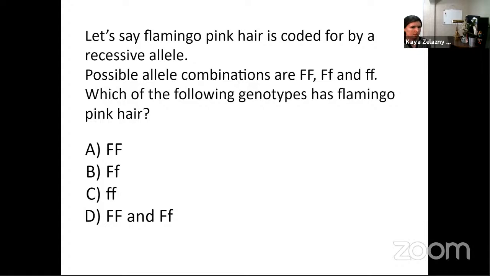Okay, I'm going to end the polling in a sec. Okay, great. Most people got this right. It's only when we see two copies of the recessive allele that we will see the recessive phenotype. And we know that by convention, the recessive allele is the lowercase one.